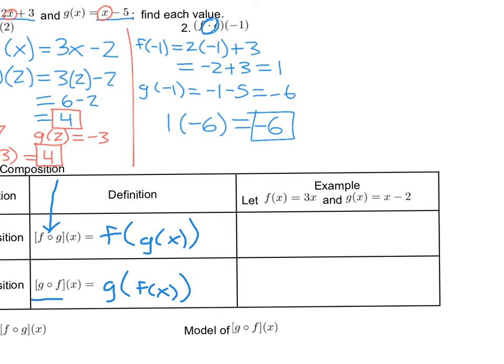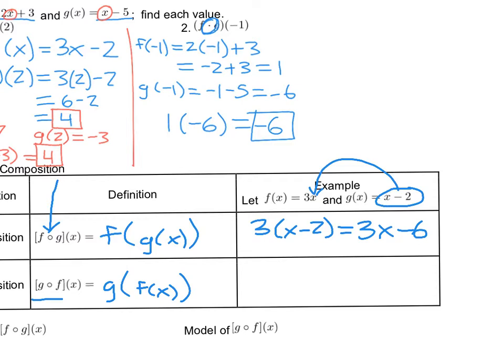So for this example, I want to take, so for f compose g, you start with g and you plug this in for x. So f compose g is going to be 3, and then instead of x, I plug in x minus 2. So g of x gets plugged in for the x in the f function. And if I simplify that, I get 3x minus 6.